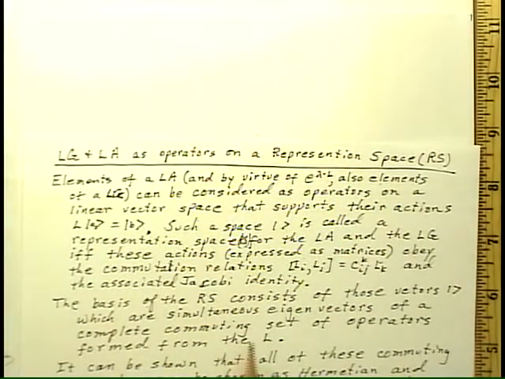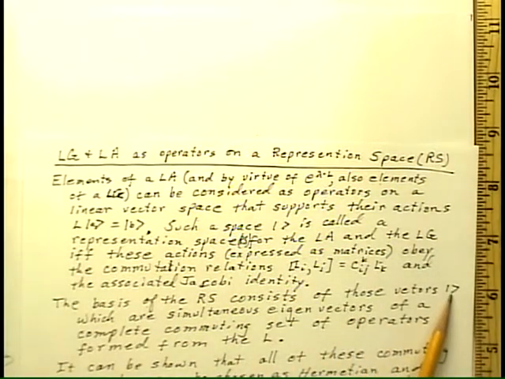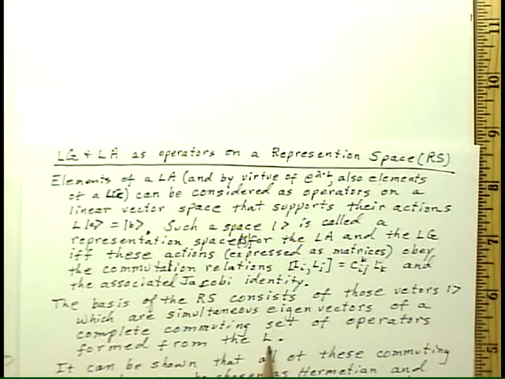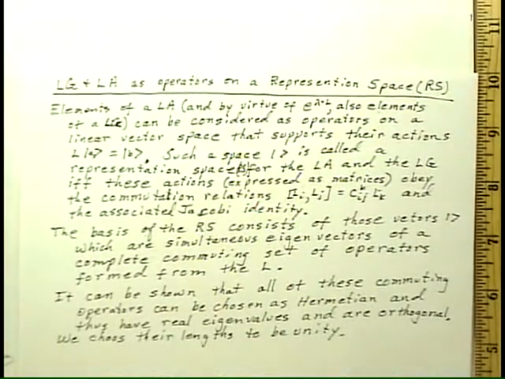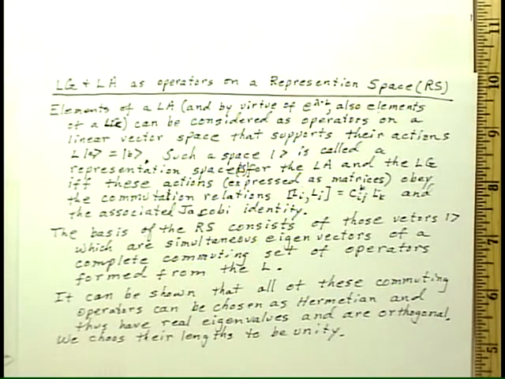Let me state that again. These vectors are going to be those vectors which are simultaneous eigenvectors of a complete set of commuting operators formed from the L. Now it can be shown that all of these commuting operators can be chosen as Hermitian and thus have real eigenvalues, and therefore the vectors are orthogonal. We will choose their lengths to be unity.